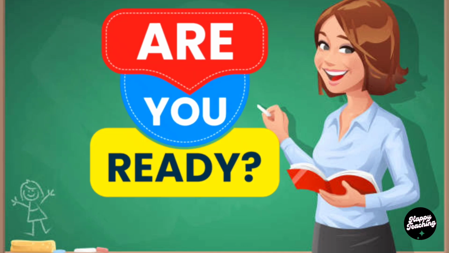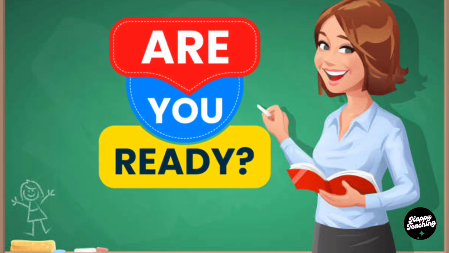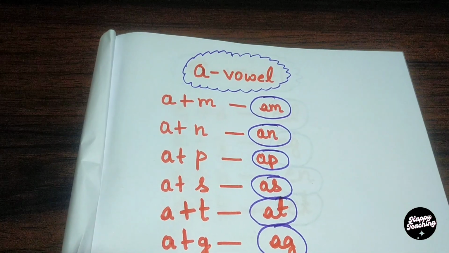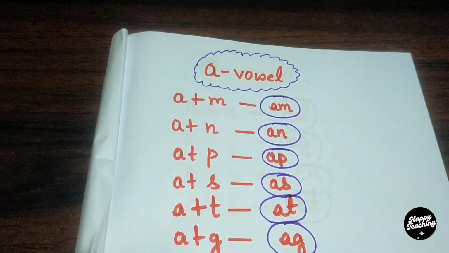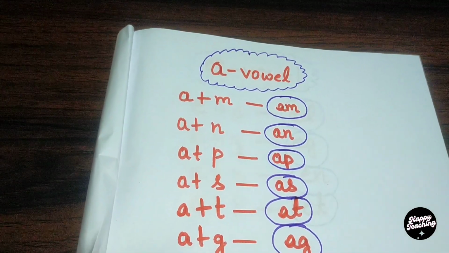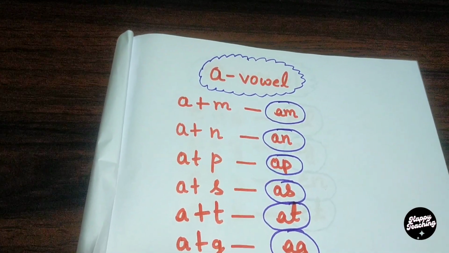Are you all ready for the class? Shall we start children? Okay, now let's start. So my dear kids, let's first learn blending of two letter words of A vowel. The phonic sound of A is a.